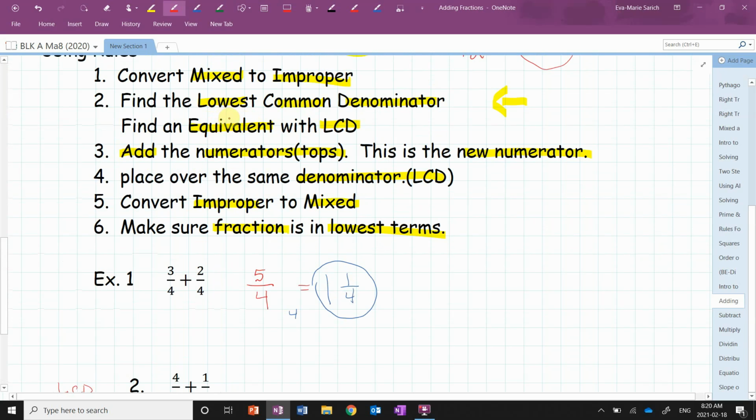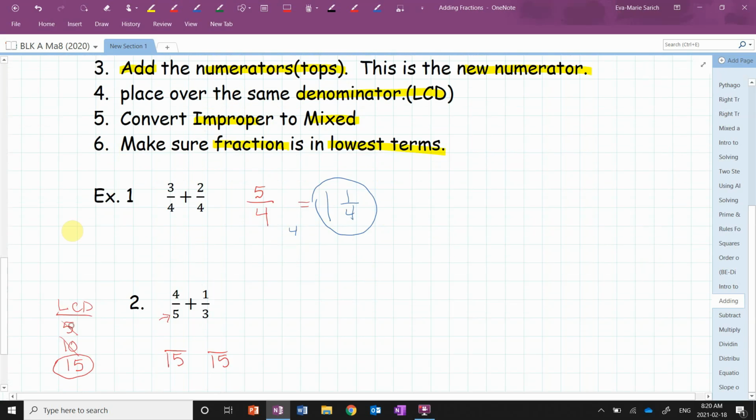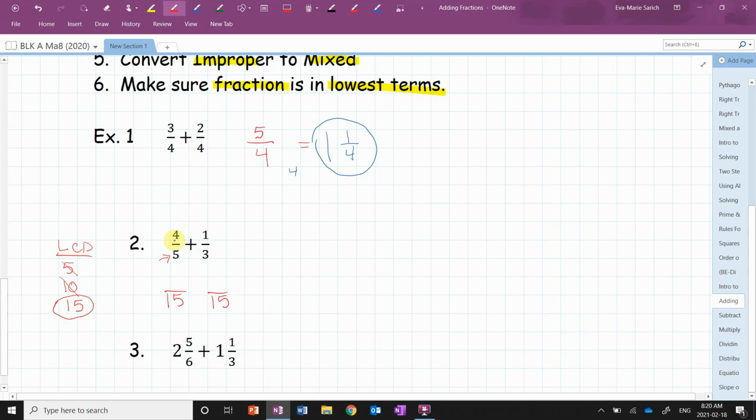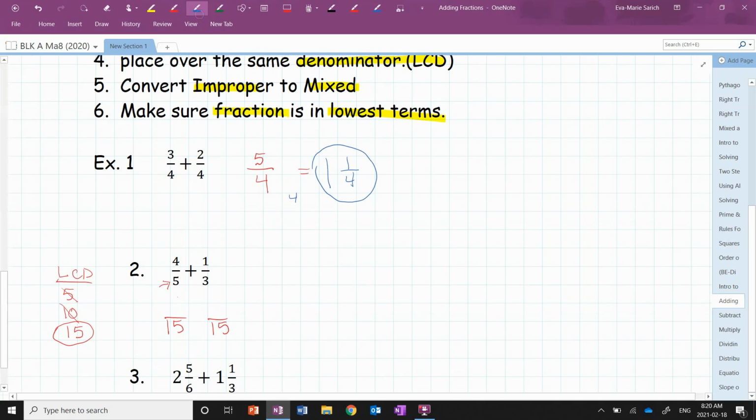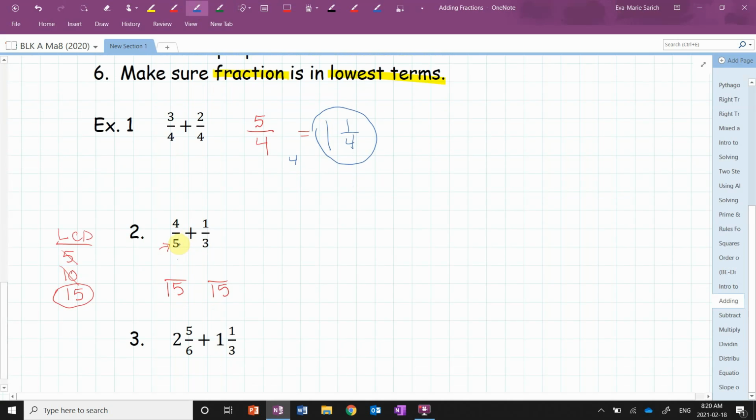We have to find the equivalent with that lowest common denominator. So we need 4 over 5 to equal something over 15. So what we do is we look at how did a 5 turn into a 15? I'm hoping that most of you recognize you would multiply 5 by 3. So if you multiply 5 by 3, you have to multiply the top also by 3. So 4 times 3 gives you 12.